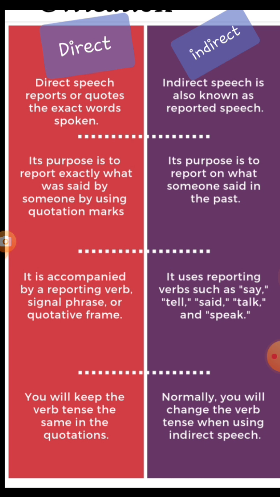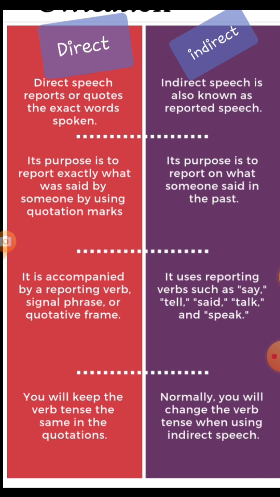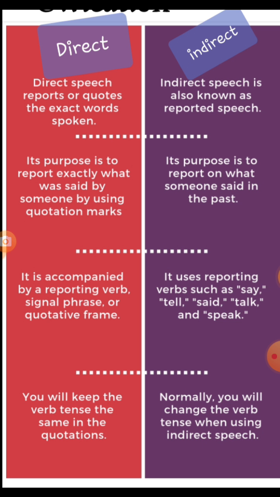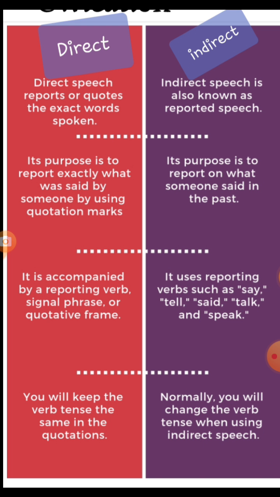How is it structured? It is accompanied by a reporting verb, signal phrase, or quotative frame. These direct statements start with a little phrase. For example, you have seen "Saira said to Asif." These little statements are followed by a comma, and after the comma there are quotation marks, and the statement is enclosed in quotation marks.